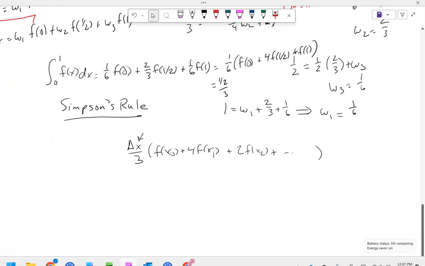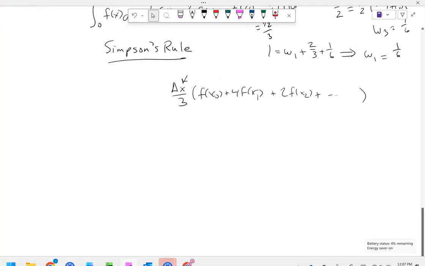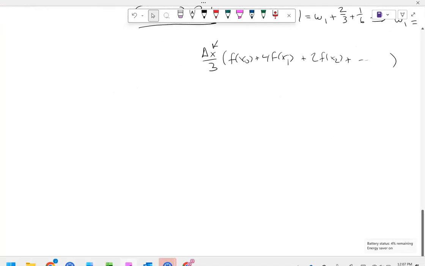And you can continue with this idea. You could do 4 equally spaced nodes, get a new rule. You could do 5 equally spaced nodes, get a new rule, and so on down the line. Questions on it at all? All right. So just to talk a little bit about how you can scale these things, and then we'll do some more stuff next week because we'll need to review this anyway.